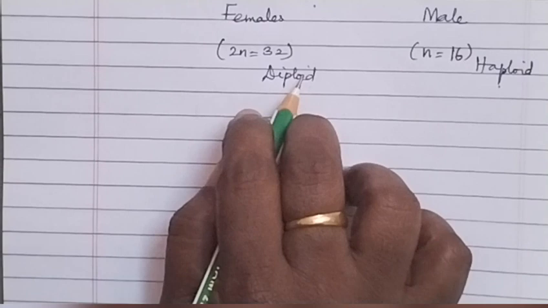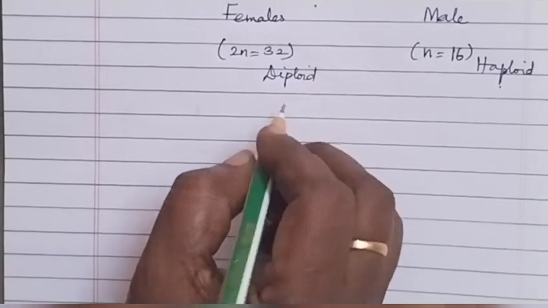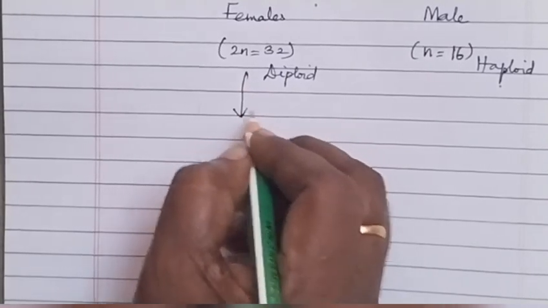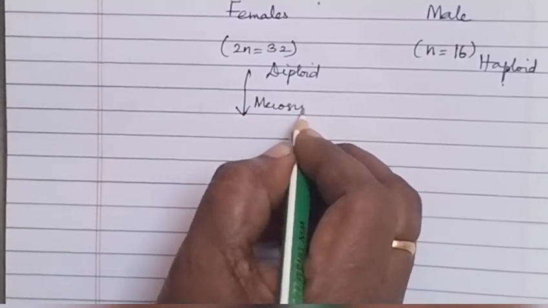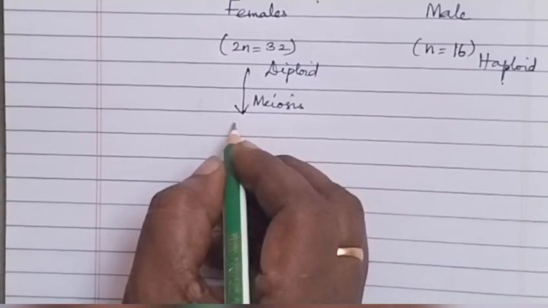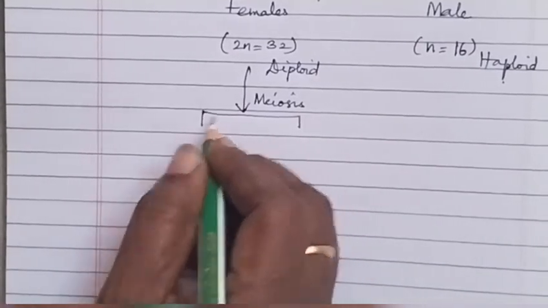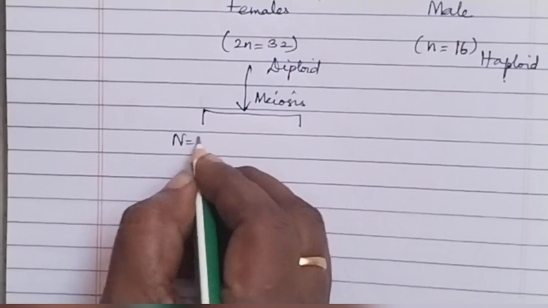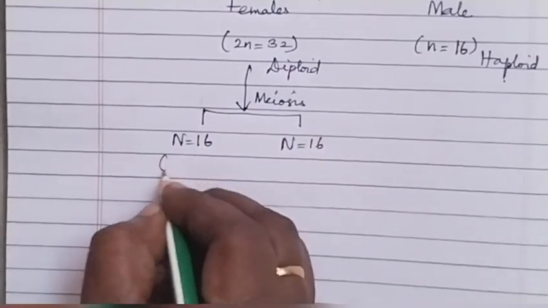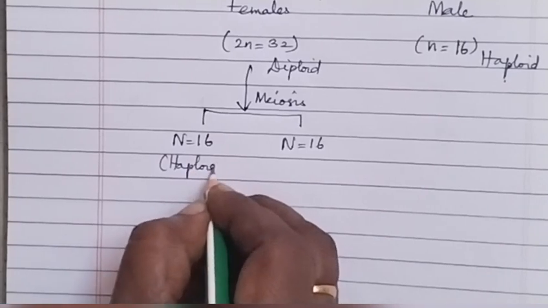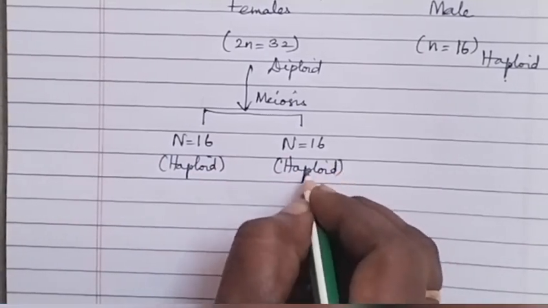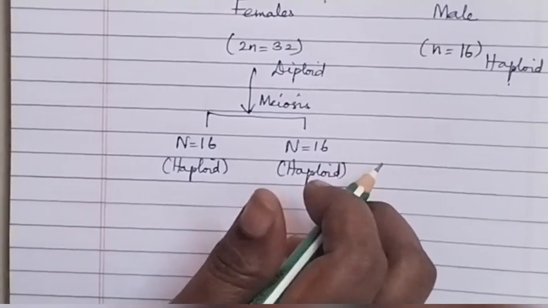Now when you look at the cross here, the female produces eggs. How? It undergoes meiotic division. So you call this to be what? Meiosis. What happens during meiosis when it divides? Here it produces 2 eggs. So it will be haploid, and here also again it will be haploid. So meiotic division is what? Reduction division. The chromosomal number will be divided into 2 equal halves.